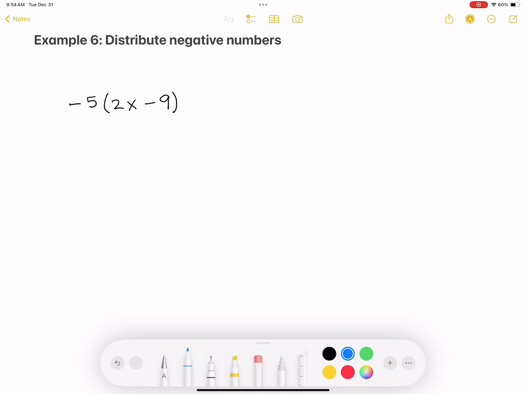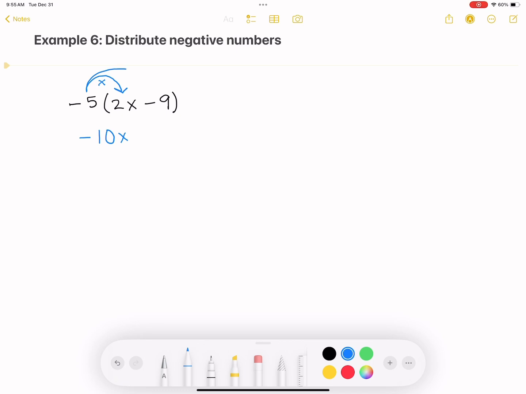Example 6, distribute negative numbers. So now we have a negative 5 times 2x minus 9. We're going to take our negative 5 and multiply it by our 2x to get negative 10x.